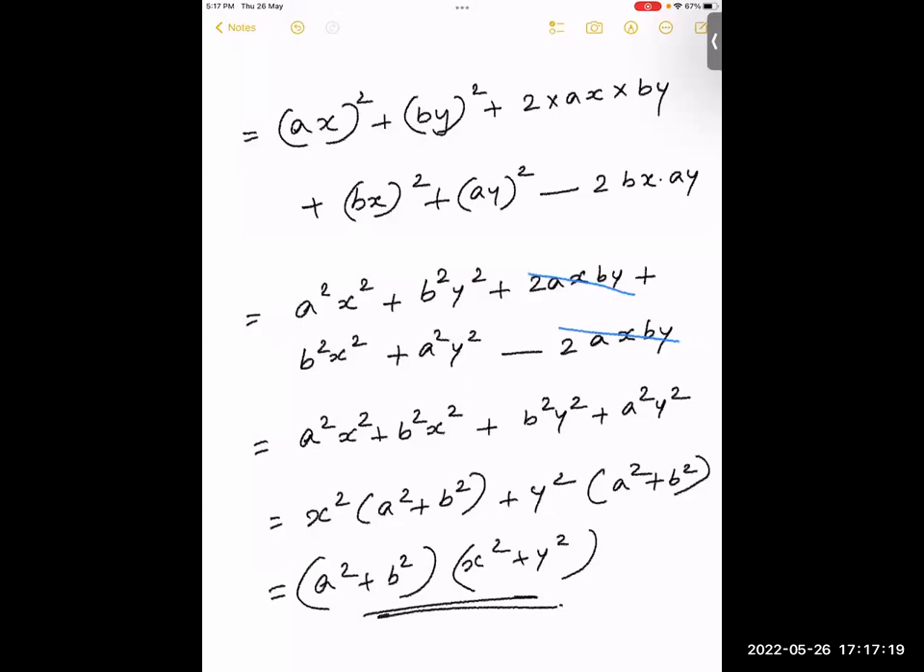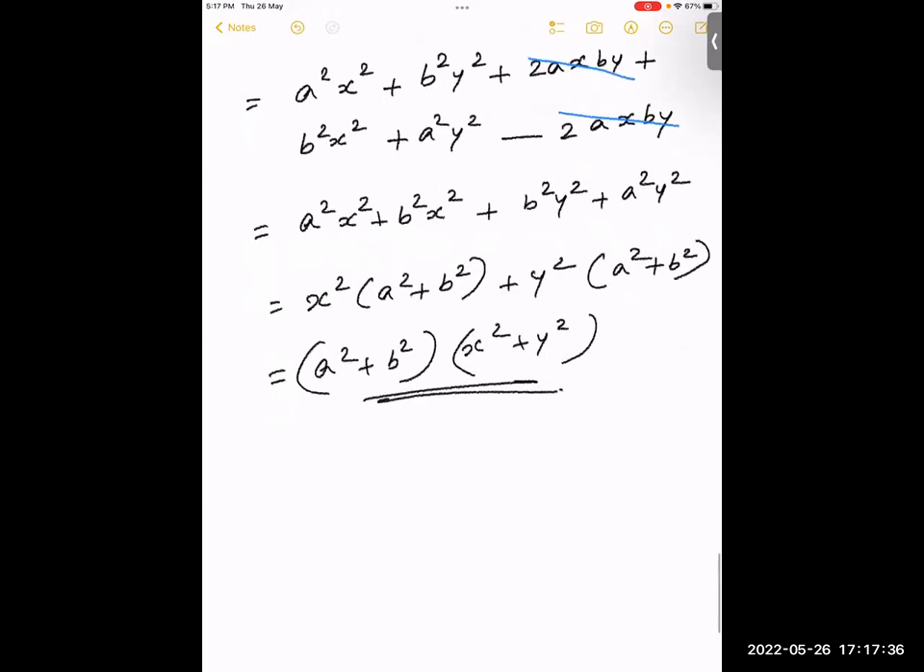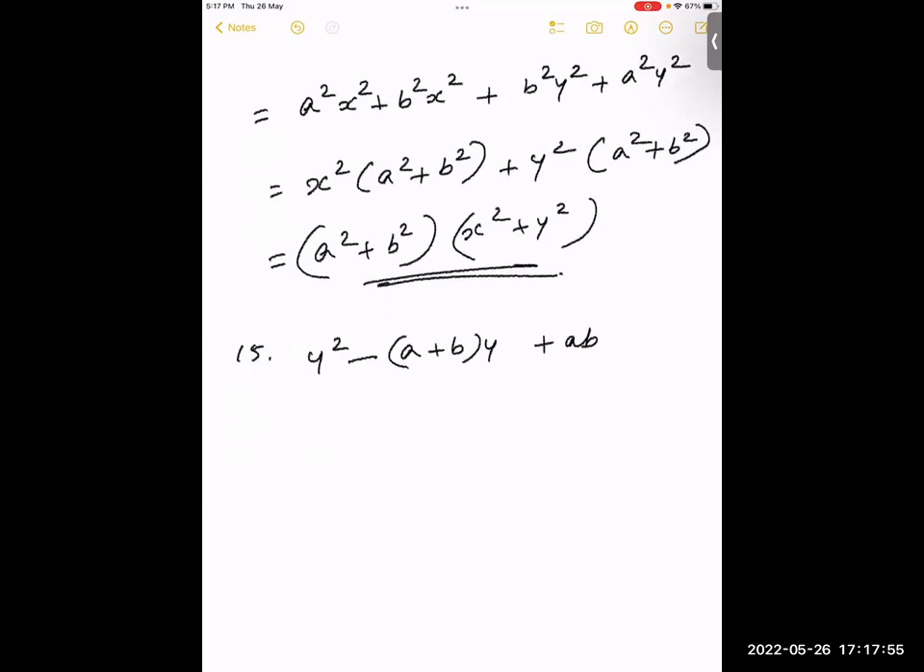All of you got this, or do you want me to wait? See, whatever doubts you have, just clarify and then move on. Don't think that I will watch the recording later and then decide. No, just ask the doubts and get it clarified. Now let's do the next one. 15th one: y square minus (a plus b) into y plus ab. Same approach, you don't see anything common, so go and expand first.